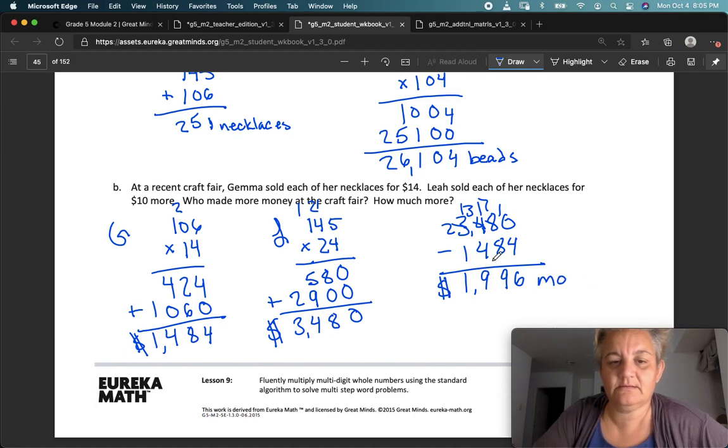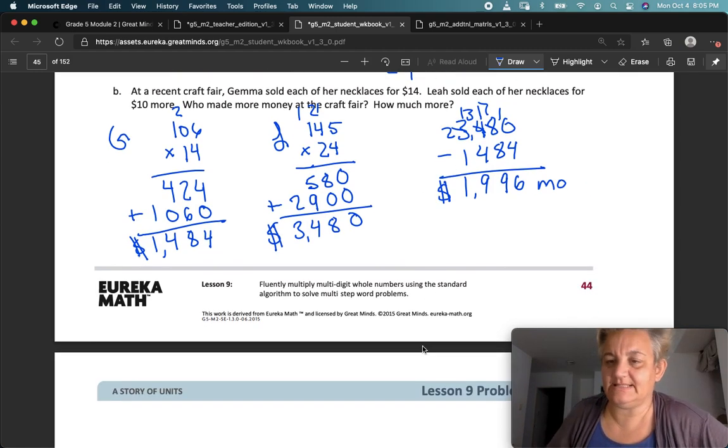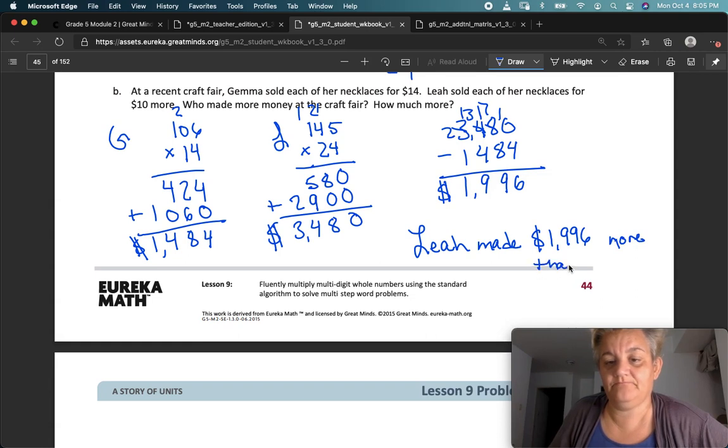Okay. So first of all, let's answer the whole question, right? Leah made $1,996 more than Gemma.